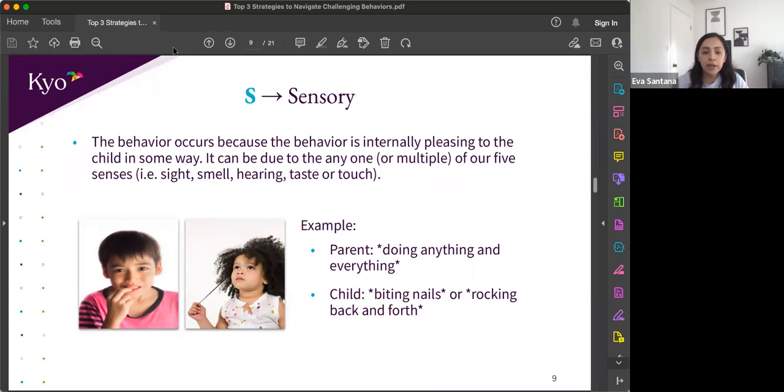An example of removing an unpleasant sensory feeling or internal feeling could be a child wearing noise canceling headphones because maybe loud sudden noises startle them. So putting on those noise canceling headphones could remove that loud noise from them.